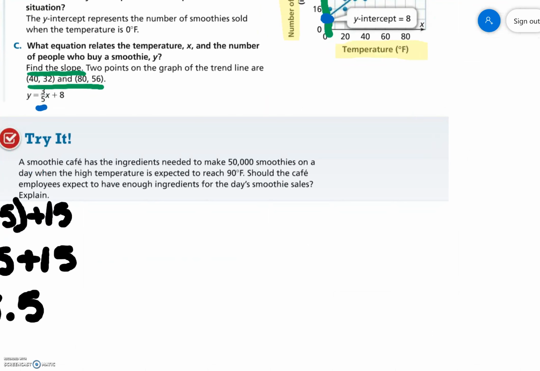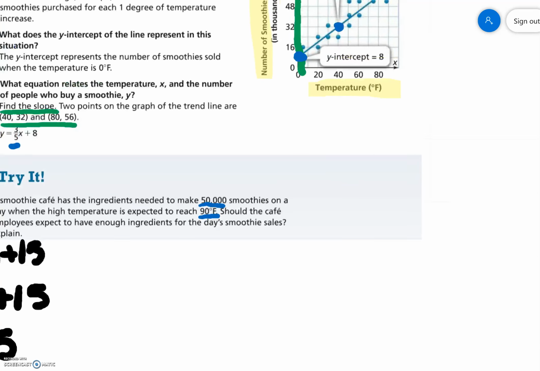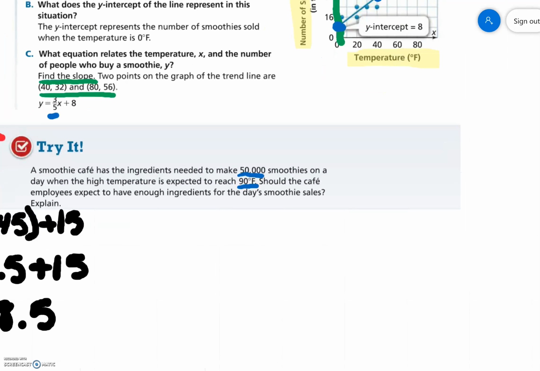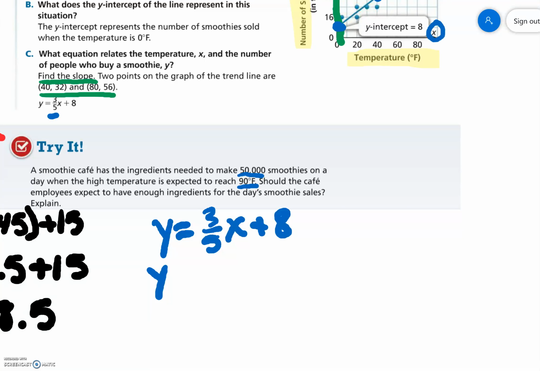A smoothie cafe has ingredients to make 50,000 smoothies on a day when the high temperature is expected to reach 90 degrees Fahrenheit. Should the cafe employees expect to have enough ingredients for the day's smoothie sales? Explain. So we can use the equation y equals 3/5 x plus 8. And we know the temperature is supposed to be 90. So we're going to plug 90 in for x because temperature was on the x-axis. So 3/5 times 90 plus 8.